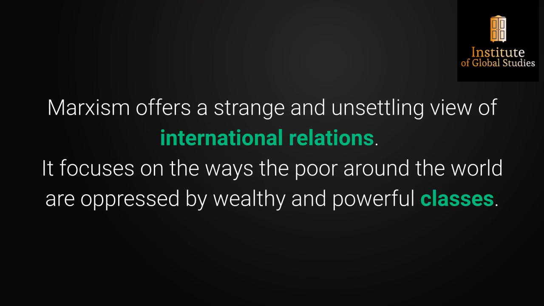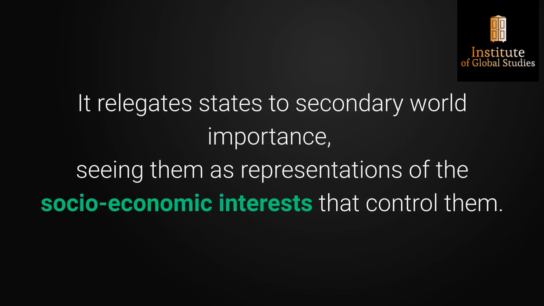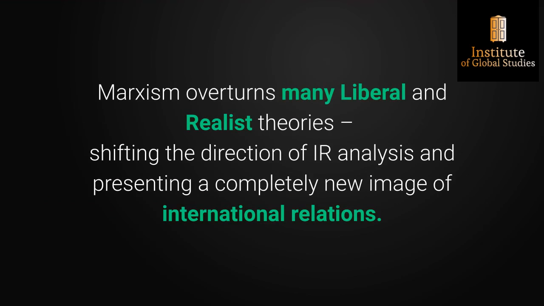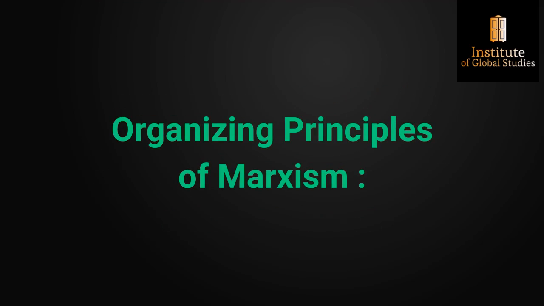Marxism offers a strange and unsettling view of international relations. It focuses on the ways the poor around the world are oppressed by wealthy and powerful classes. It relegates states to secondary importance, seeing them as representations of the socio-economic interests that control them. Marxism overturns many liberal and realist theories, shifting the direction of IR analysis and presenting a completely new image of international relations. Organizing principles of Marxism.